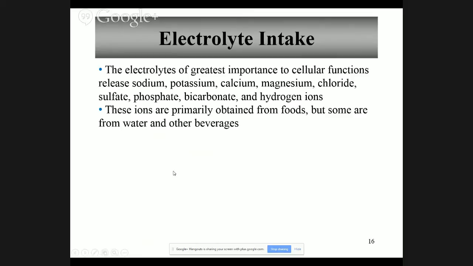So let's talk about some of the important electrolytes to cellular function. Sodium, potassium, calcium, magnesium, chloride, sulfate, phosphate, bicarbonate, and hydrogen. And these ions are primarily obtained from foods, but some are also in water and other beverages. Some of the bottled water today is enhanced. You'll read the label. It usually says that it's enhanced with minerals, and a lot of times it'll be enhanced with magnesium.